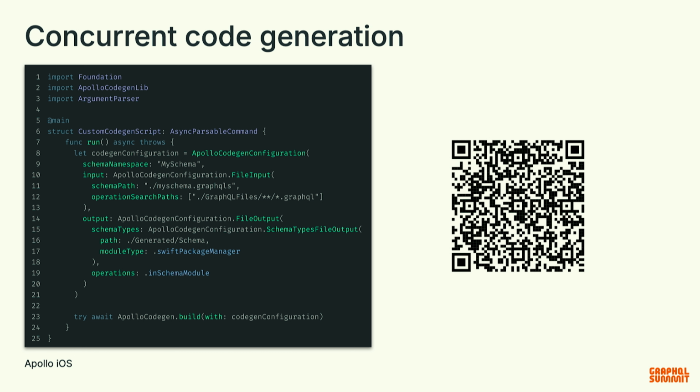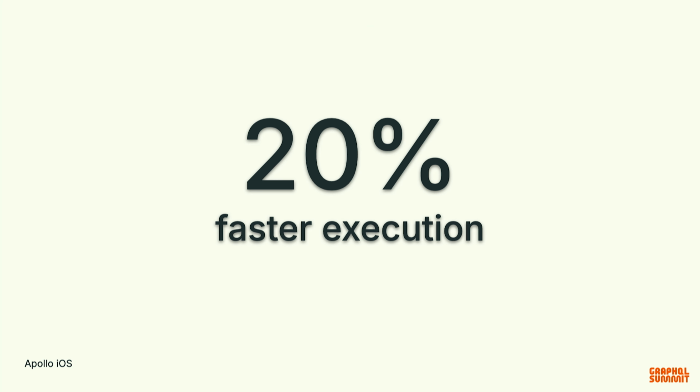If you want to learn more, there's the QR code, of course. And across the board, in a recent minor version of Apollo iOS, we've improved execution speeds. So who doesn't want a 20% faster app?